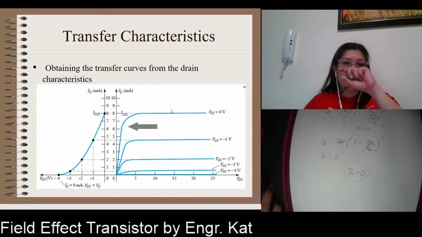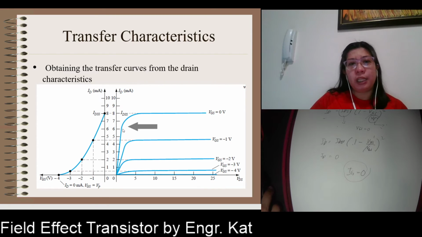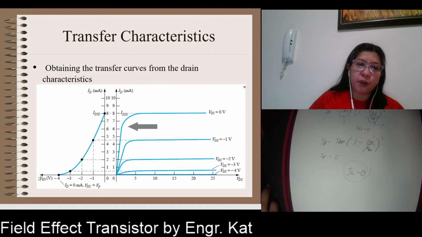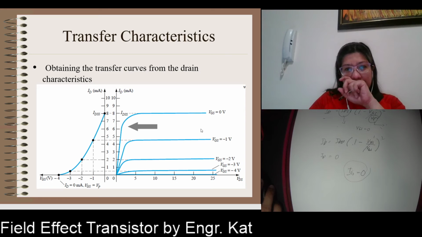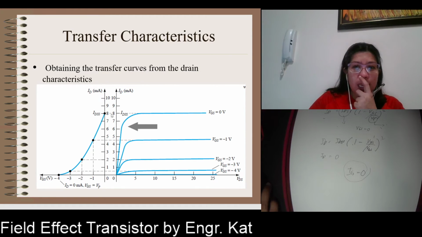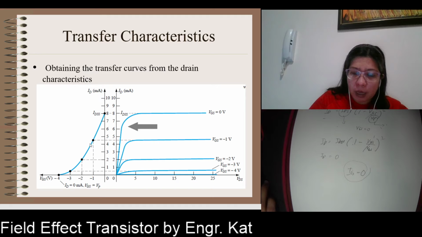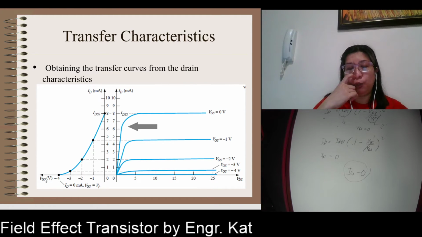So, obtaining the transfer curves from the drain characteristics. This is your transfer curve and this is your drain characteristics. When VGS is equal to 0, that is your IDSS. When your VGS is equal to -1, your ID becomes smaller. Every time this goes more negative, your current becomes smaller until it reaches 0 when your VGS is equal to your VGS TH. Okay?